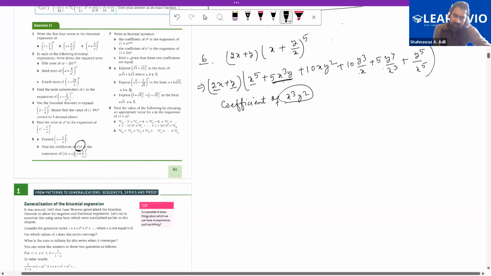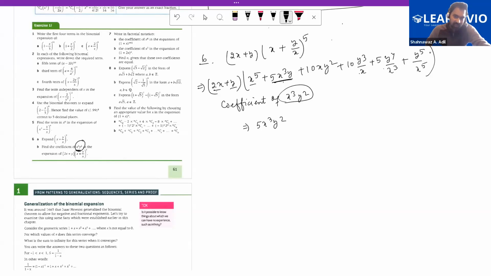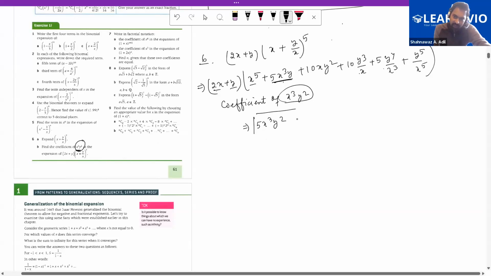Yeah, that can give us, yeah. So this would be 5x cubed y squared, right? And the rest of the terms, I guess we won't get, right? So y cubed, and then y^4, y^5, y^6. So yeah, only this term is there, right?